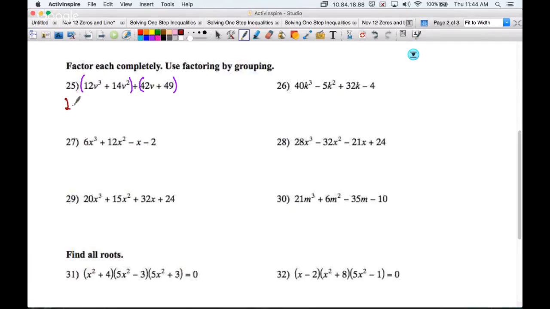Right here it looks like it'd be a 2v squared, leaving behind a 6v plus 7. And then here the greatest common factor looks like it would be a 7, leaving behind a 6v plus 7. And we can see it does work out because we got the same binomial left behind. So we can just rearrange this where the 2 things we factored out come together to make their own factor, the 2v squared and the 7. And then we just keep 1 copy of this 6v plus 7.